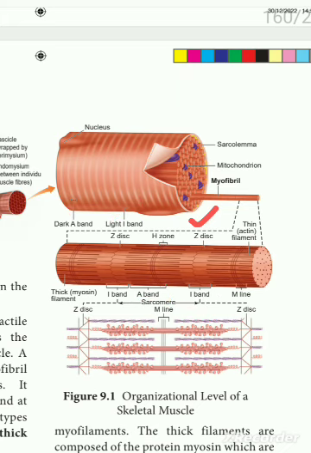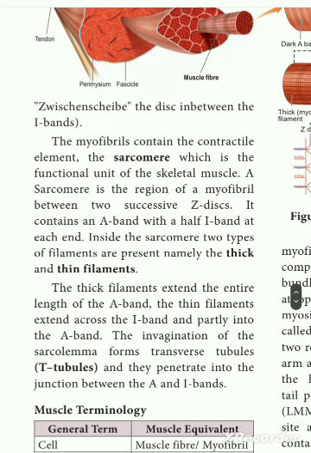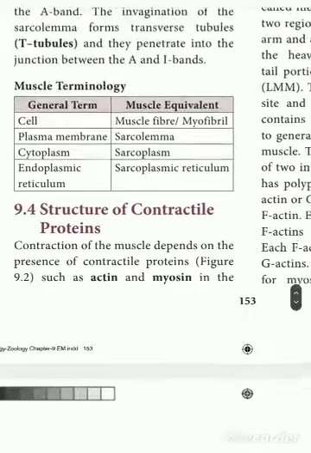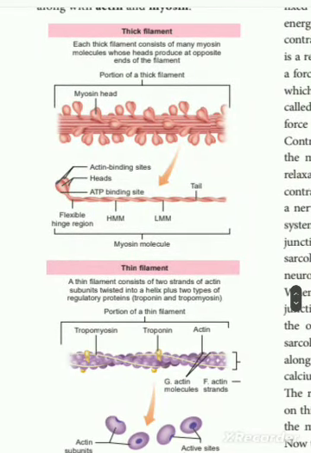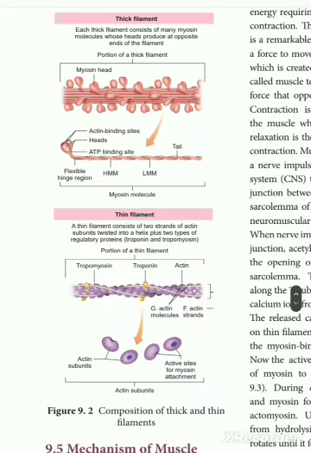Now coming to the myofibrils present in the muscle. A myofibril contains a contractile element termed the sarcomere, which is considered the functioning unit of the skeletal muscle. When contraction has to be performed, who is performing it? The sarcomere is performing it, the functional unit of the skeletal muscle. The sarcomere is present in the region between two Z discs.